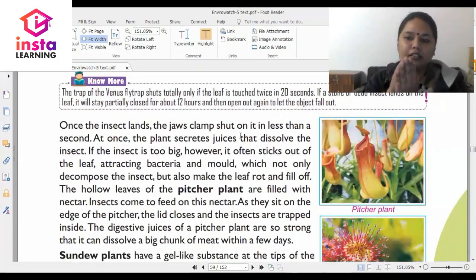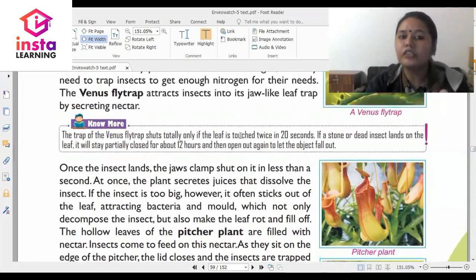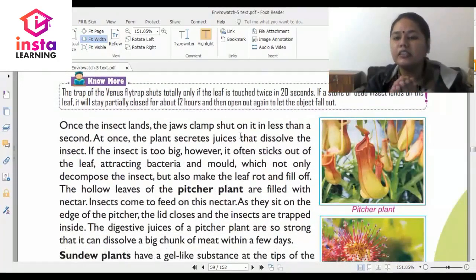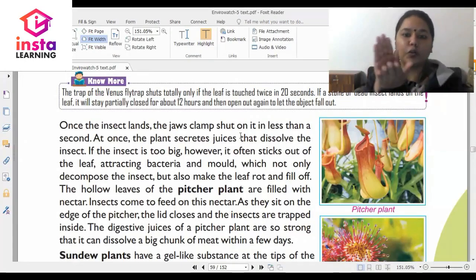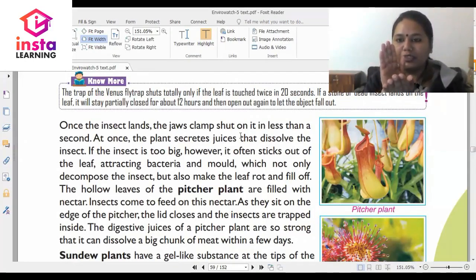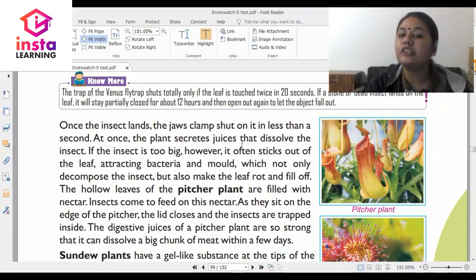So the example which is given here, the Venus flytrap, opens like the jaw of a crocodile. And once the insect comes, it immediately closes and the insect is eaten. The jaws clamp shut in less than a second. At once, the plant secretes juices that dissolve the insect. If the insect is too big, however, it often sticks out of the leaf, attracting bacteria and mold, which not only decompose the insect but also make the leaf rot and fall off.